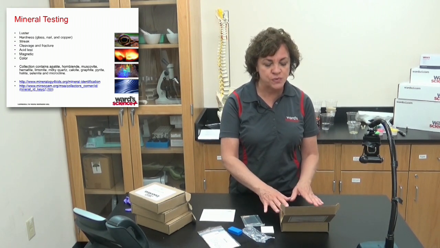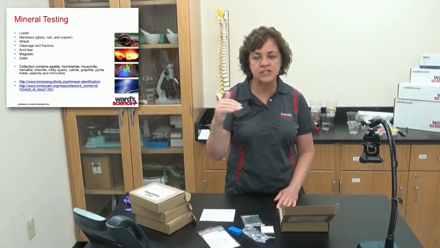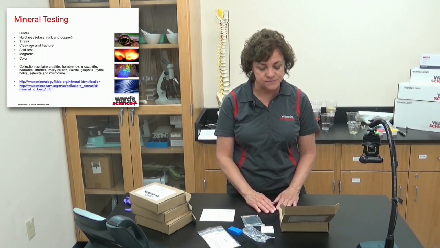Listed here also, it tells you what this essential kit has in it. Here it says apatite, hornblende, muscovite, hematite, limonite, milky quartz, calcite, graphite, pyrite, halite, selenite, and microcline. On the bottom of this slide, there are 2 websites that are really cool that your students can go to, and it'll take you through the steps. It'll say, does it have luster? Yes or no? And then it will do kind of the dichotomous key for you. That's what this is really good for, to teach classification and dichotomous keys.